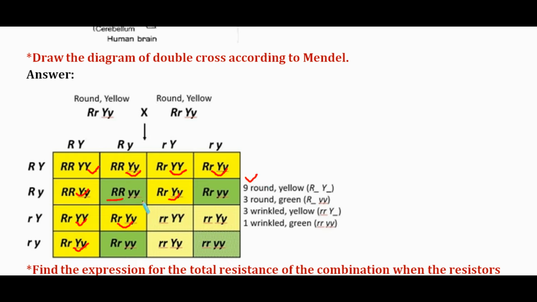Next is round but green, because this is capital R, so round, and this is small y, so it is green. So round and green, it is also round and green, it is also round and green. So round and green, three phenotypes. Next, small r is wrinkled but yellow, wrinkled, yellow, wrinkled, yellow. So three wrinkled and yellow. Now the last is small r, small y. This is wrinkled and green, 1. So the ratio of phenotype is 9, 3, 3 and 1.